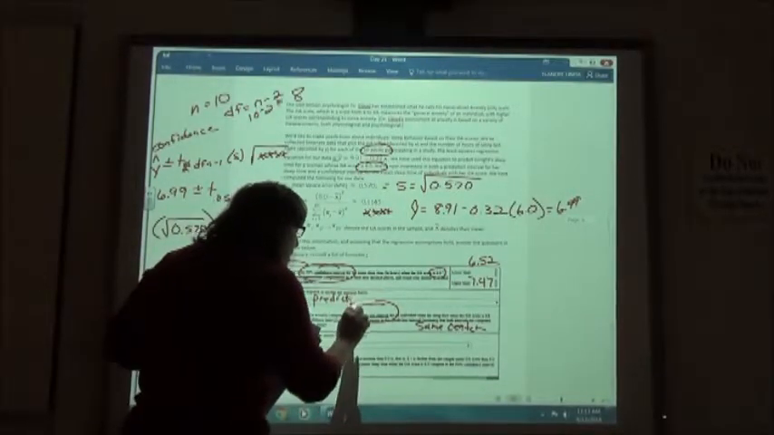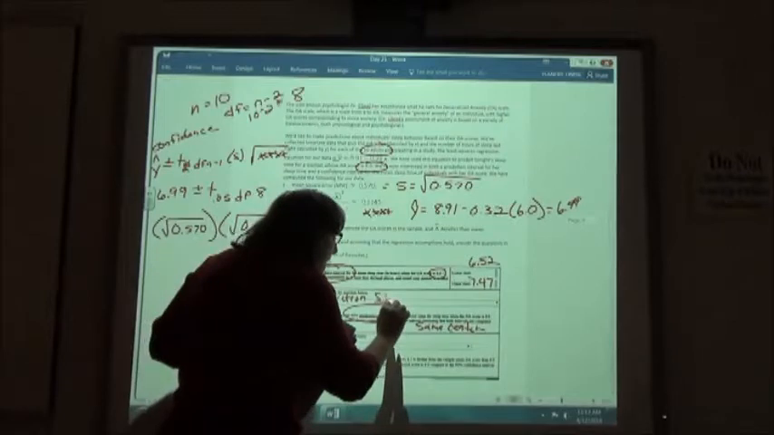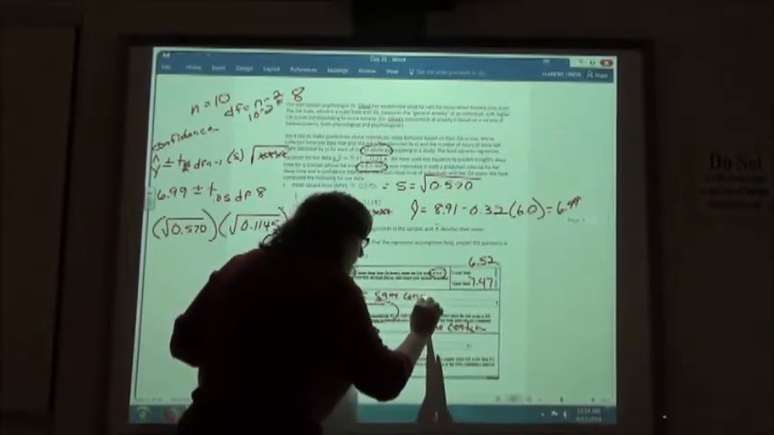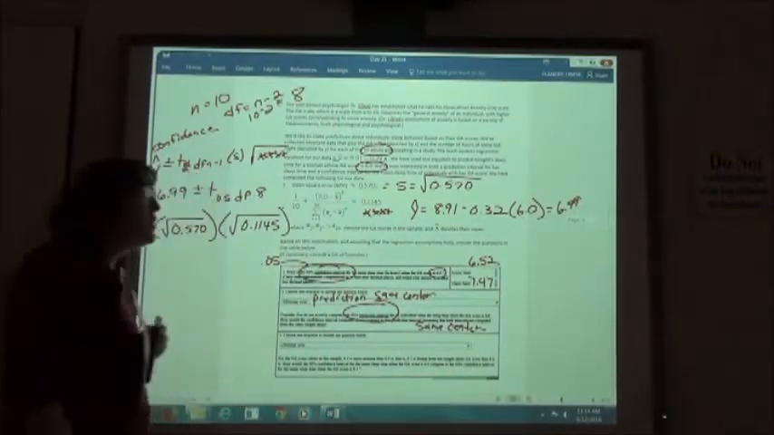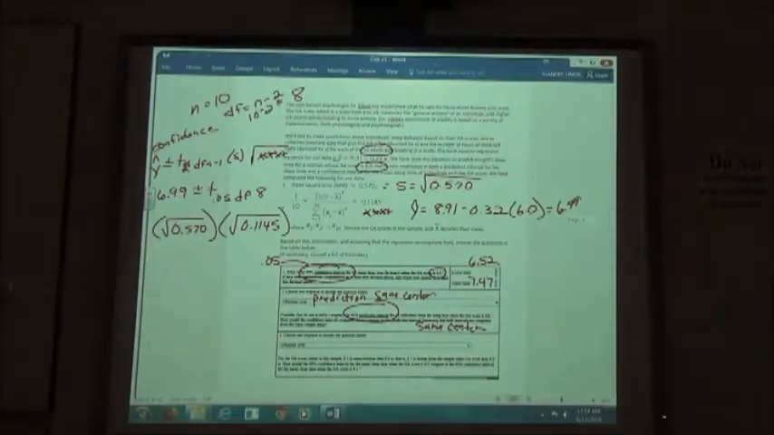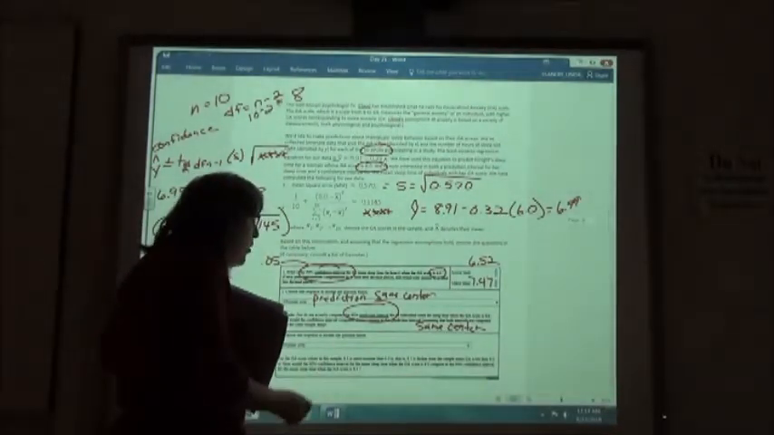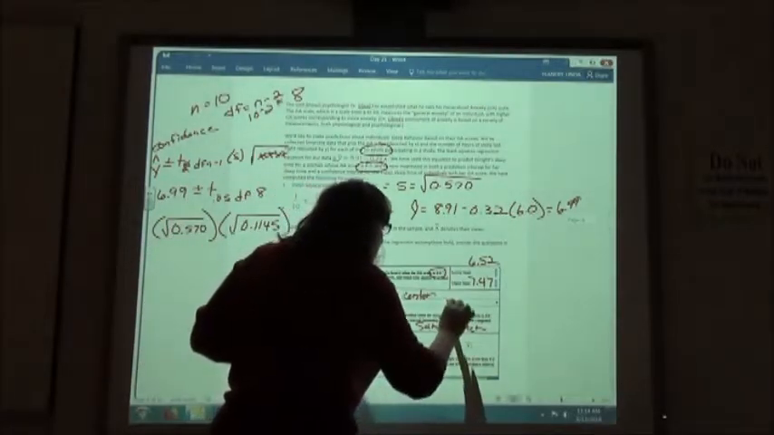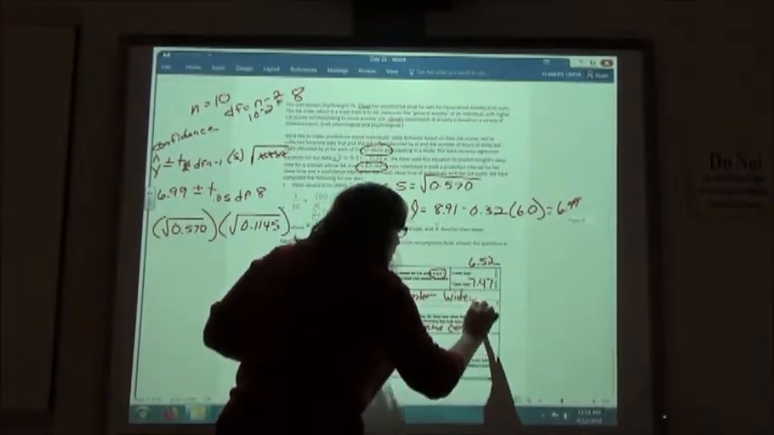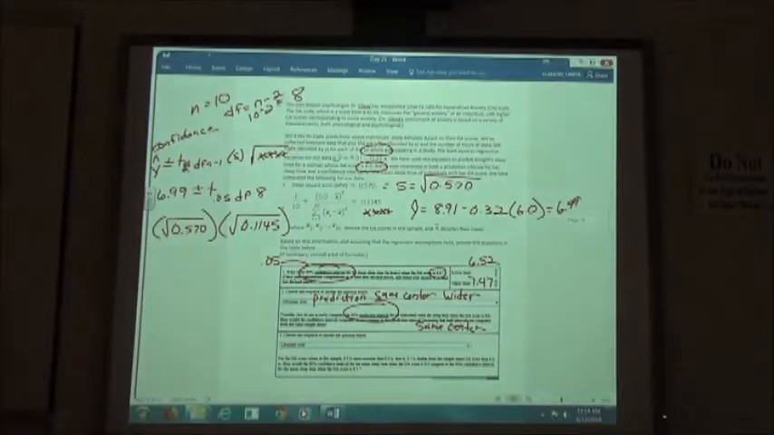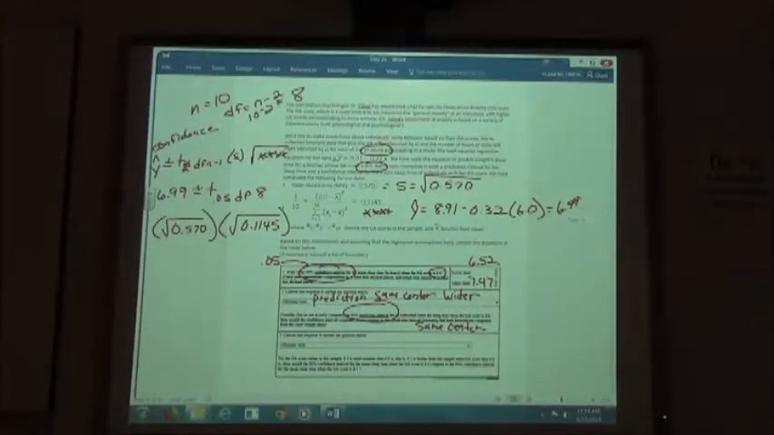So the prediction interval has the same center, and we know the prediction interval is always going to give us a wider answer. The narrower one is the confidence interval. So if it says the prediction interval, you're going to use the word wider. If it says confidence interval, we would have used narrower.